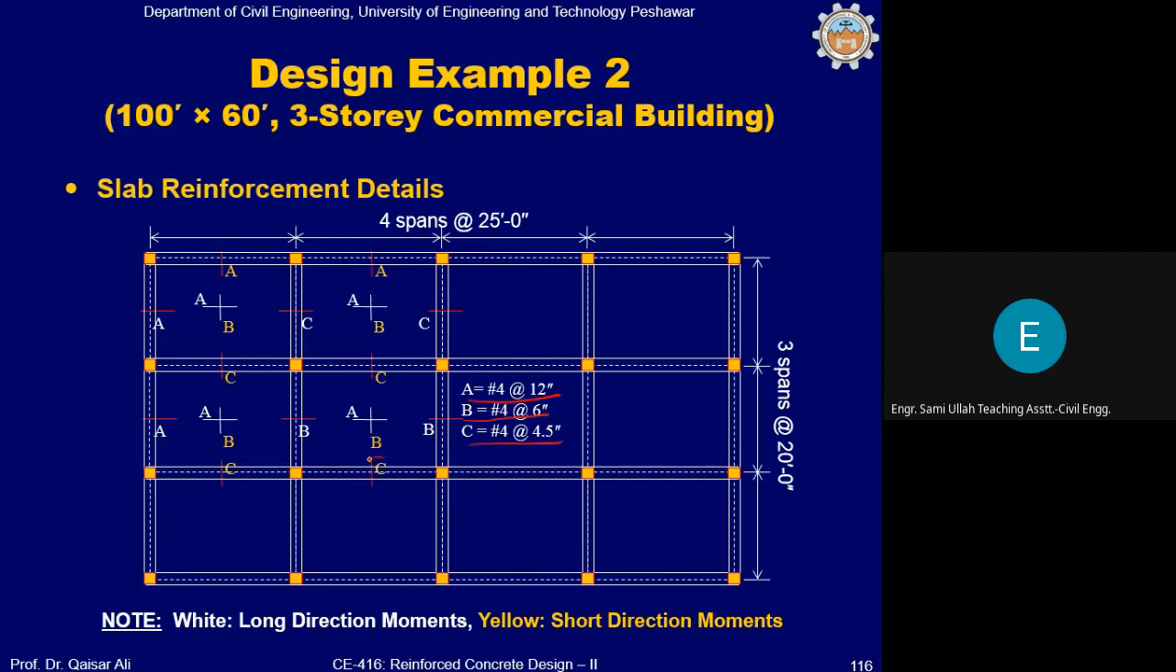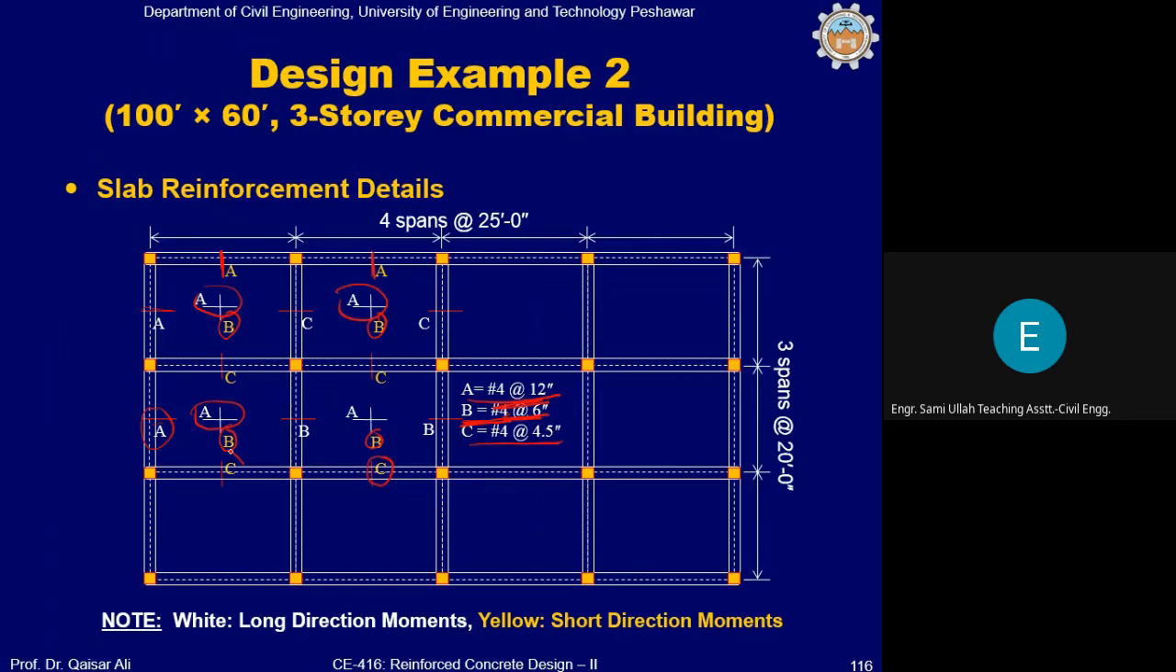The yellow color is showing the reinforcement along shorter direction, and white color shows reinforcement along the longer direction. You can see that the bottom reinforcement along the shorter direction is number 4 at 6 inch, which is B, and bottom reinforcement along the longer direction is A, number 4 at 12 inch. Also, the top reinforcement at discontinuous ends is also A, which is number 4 at 12 inch. Okay.